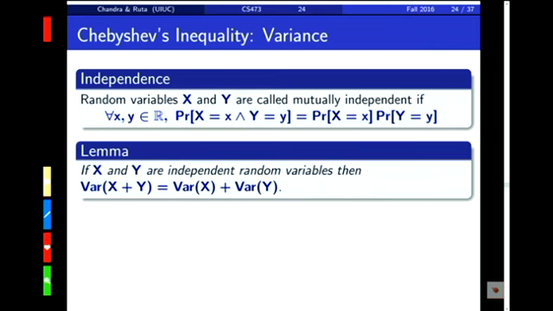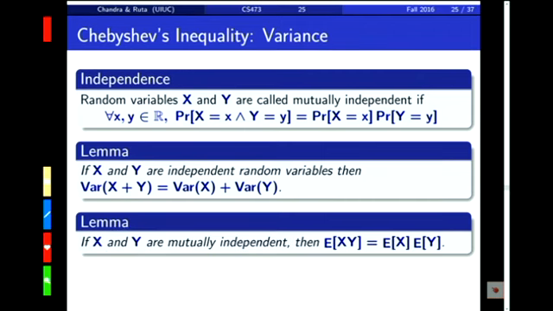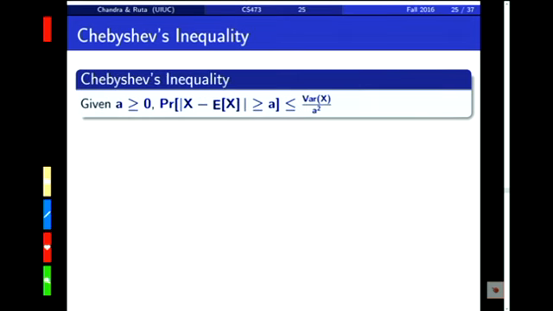And whenever two variables are independent, we get that the variance of x plus y is just the sum of the variances. Kind of like variance behaves like expectation, linearity of expectation. And the expectation of the product of the two variables is just the product of the expectations. So we will use this in the example.